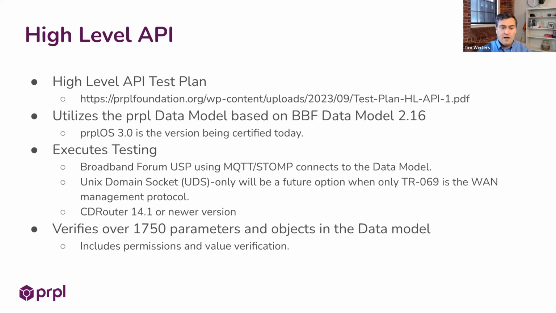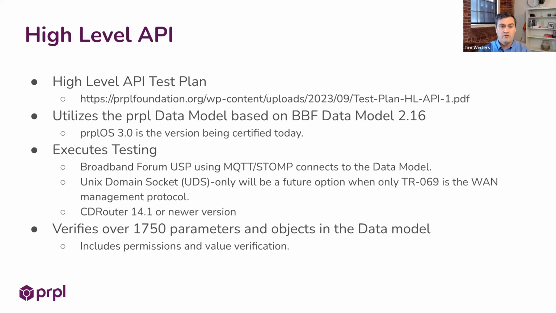And the last thing for executing this, you have to have a certification tool. So CDRouter 14.1 is the current version. There were previous ones you could grab and run some of the high-level API testing. That testing was based on 2.3. Now we've moved to Purple OS 3.0. To do that, you have to be running on 14.1. So if you have a CDRouter, please update it to 14.1 to run these test cases.